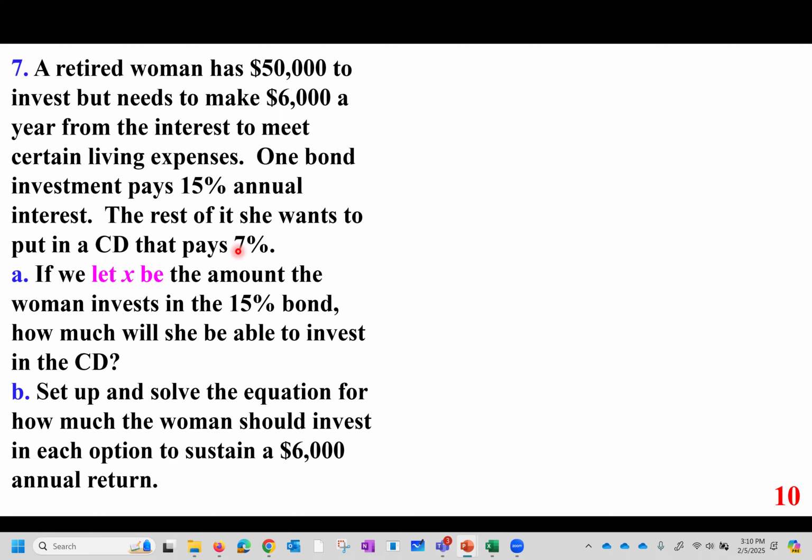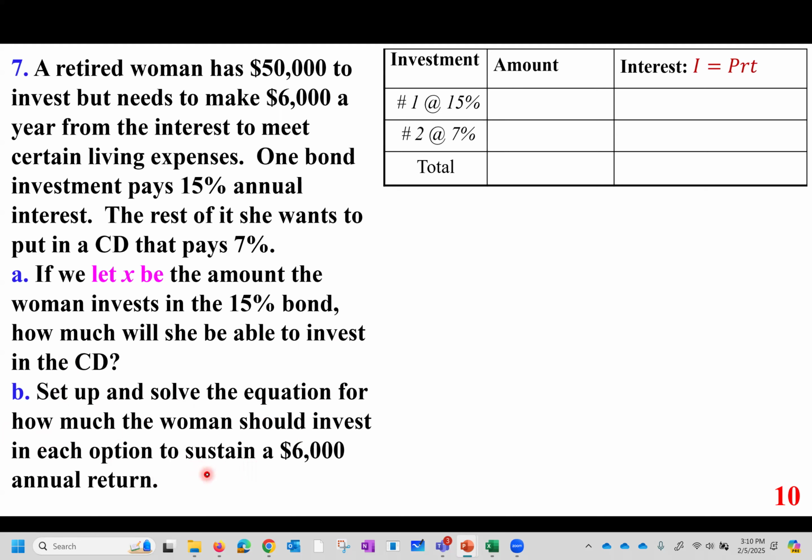By the way, before we move on, one might say, why don't we put all of it at 15%? There are different reasons, including tax purposes. If we let x be the amount the woman invests in the 15% bond, how much will she be able to invest in the CD? Set up and solve the equation for how much the woman should invest in each option to sustain a $6,000 annual return. So you should always make up a table.